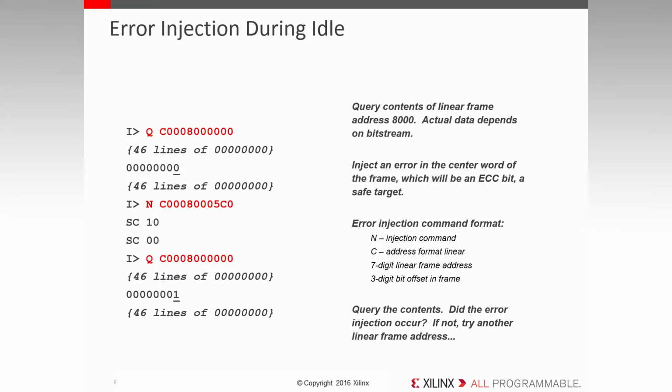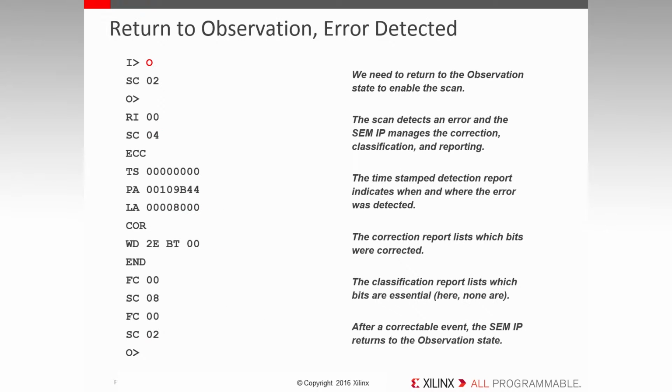The output is abridged again, except for the center word. I'm interested in seeing if I successfully changed its LSB. This shows the UltraScale+ SEM IP receiving a command to go to the observation state, which enables the configuration RAM scanning. Once in observation state, the injected error is detected, and the detection report provides the detection timestamp, physical frame address, and linear frame address. What follows is the correction report, showing a correction was made in bit 0 of word 2E, the LSB of the center word in the frame, where the error was injected.